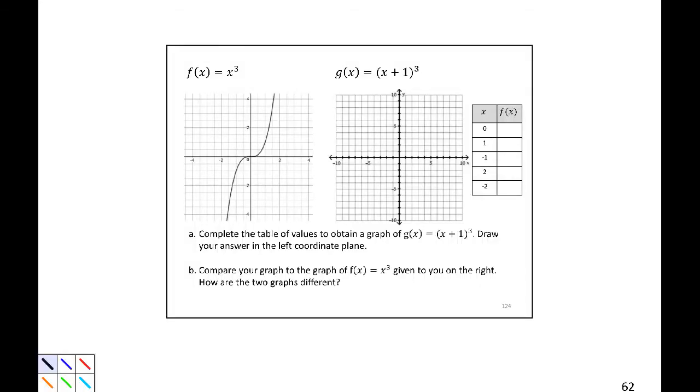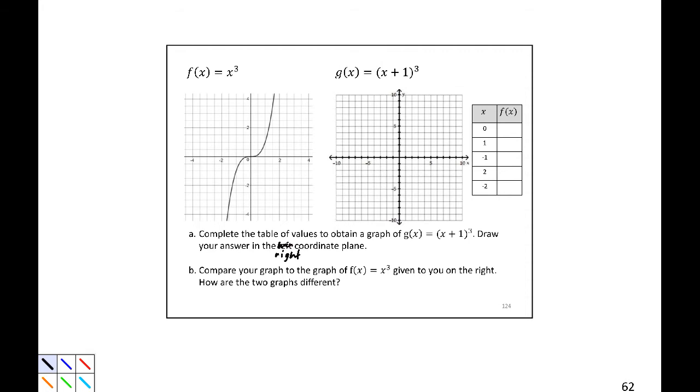Complete the table of values to obtain a graph of g of x equals (x plus 1) cubed. Draw your answer in the right coordinate plane. Let's take a few values. We have 0, 1, -1, 2, and -2.